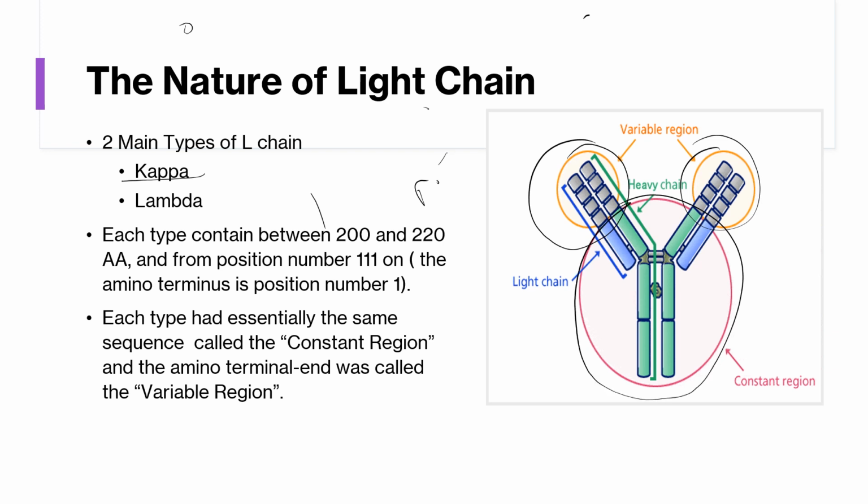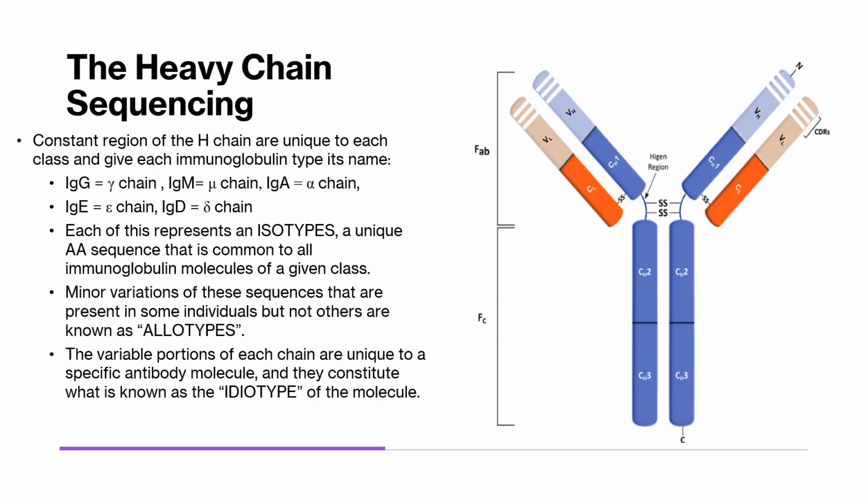Thus, all kappa light chains have an almost identical carboxyl terminal end, and the same is true of the lambda chain. The difference between the kappa and lambda chains lies in amino acid substitutions at a few locations along the chain. There are no functional differences between the two chains. Both kappa and lambda chains are found in all five classes of immunoglobulin, but only one type is present in a given molecule.